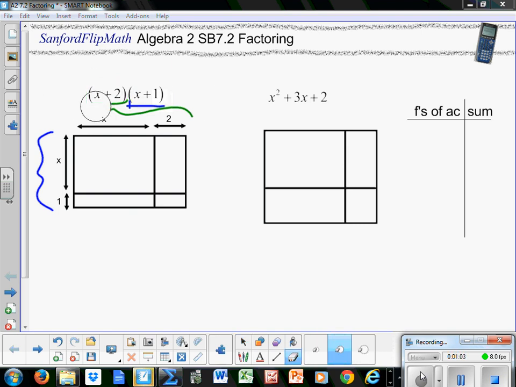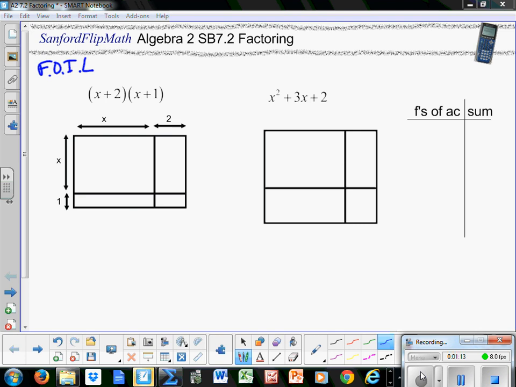Now, most of you are very familiar with FOIL, the idea of first, outer, inner, last, as a way to keep track of multiplying two binomials. X plus 2 is a binomial, x plus 1 is a binomial. They both have two terms. When I multiply this, first times first would be x squared. And that corresponds to this box, x times x, its area would be x squared.